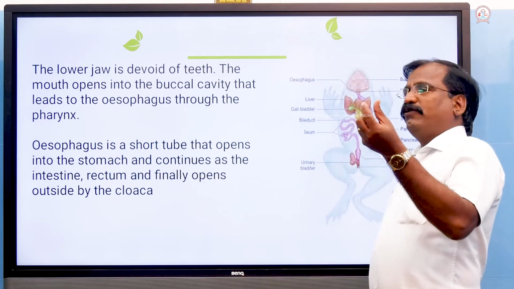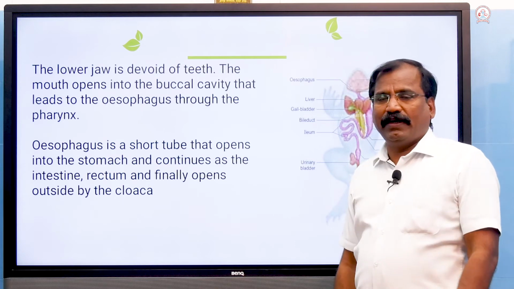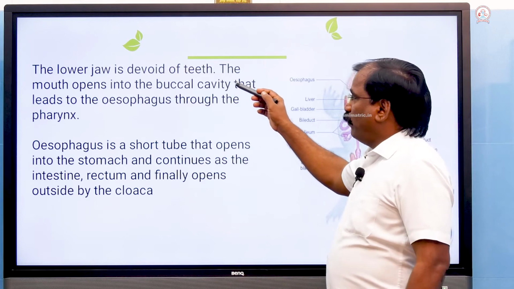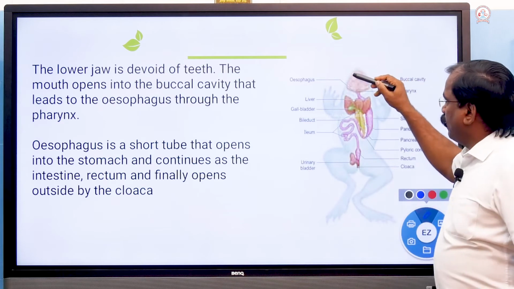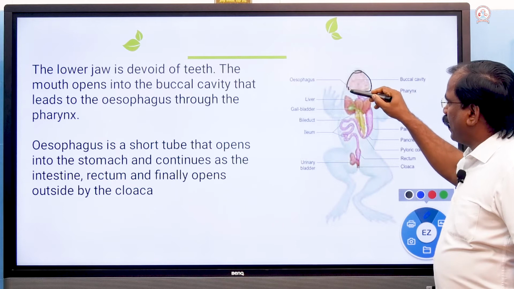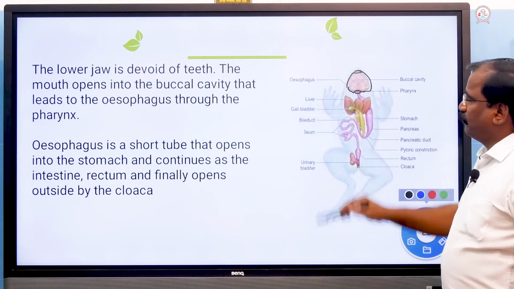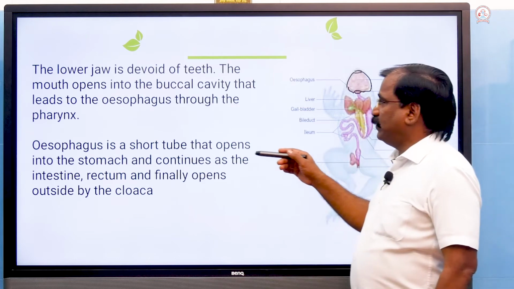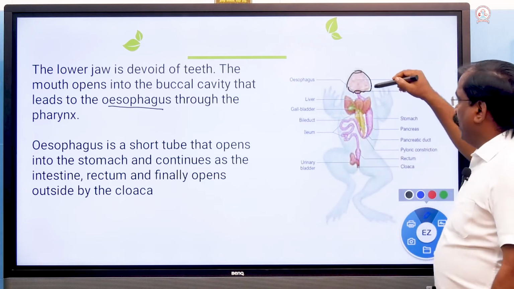What are the major structures found in the mouth, the buccal cavity? Teeth, types of teeth and tongue we have discussed. That's all. The opening is the mouth, leading to the buccal cavity. Next to the buccal cavity is the pharynx. Then next to the pharynx is the esophagus.